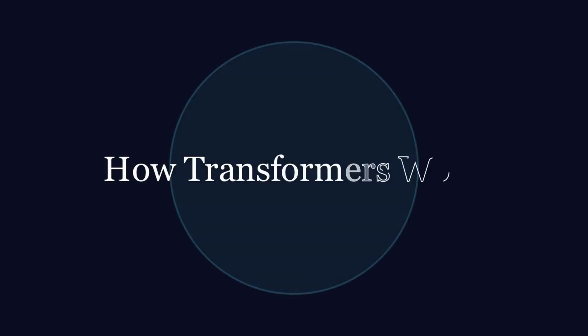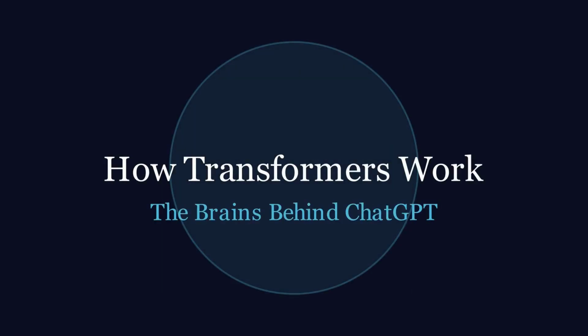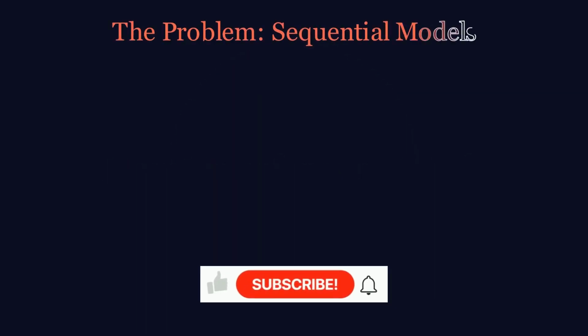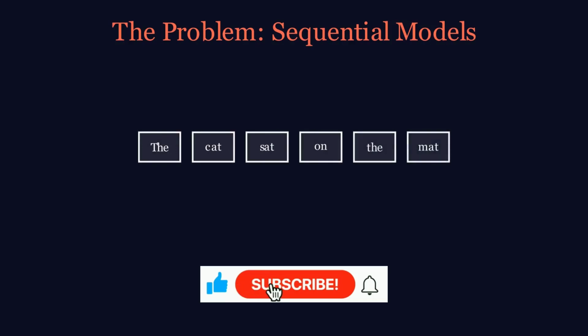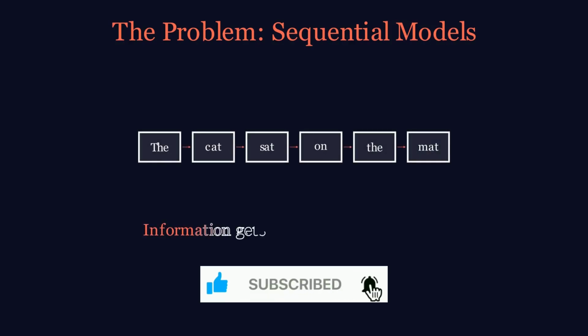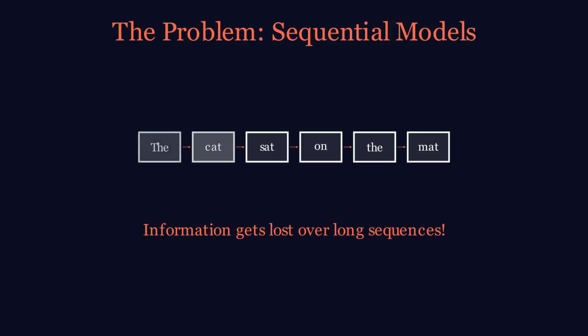How transformers work, the brains behind ChatGPT. The problem: sequential models. Here's an input sentence. Traditional models like RNNs process words one by one, in sequence.